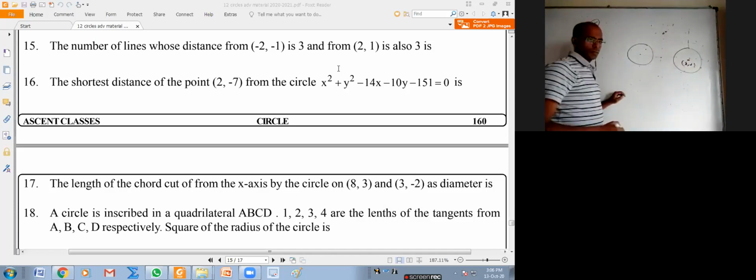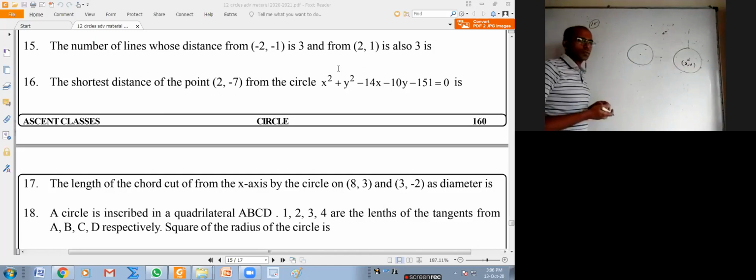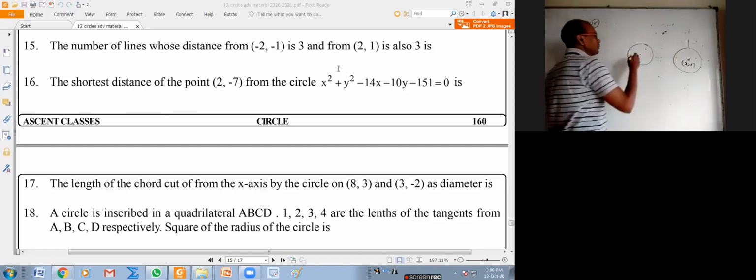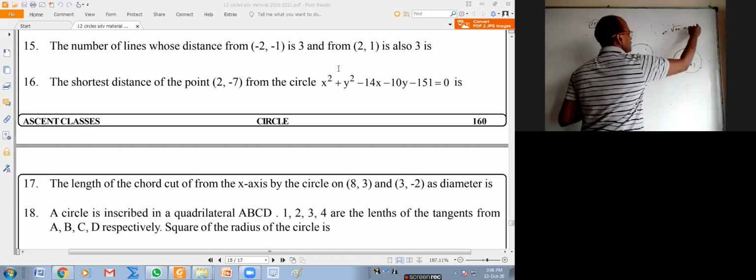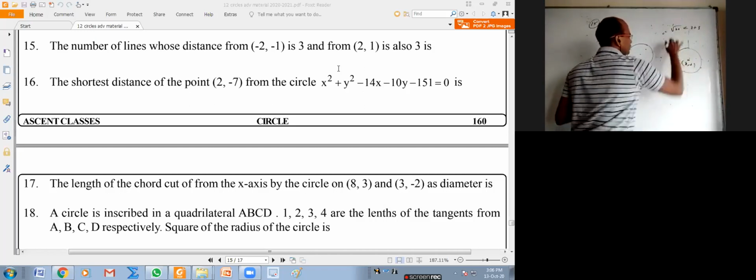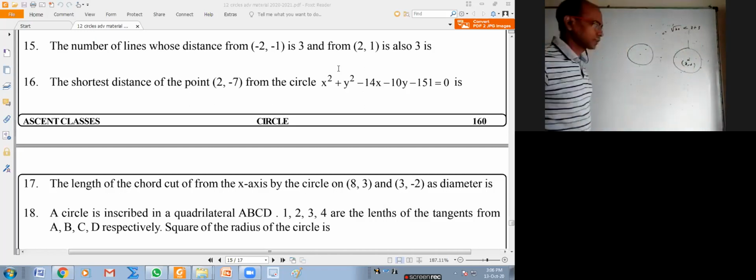What is the distance between (-2, -1) and (2, 1)? Root over 16 plus 4, root 20, which is more than 3 anyway. Okay. So, which is less than 6. Root 20 will be less than 3 plus 3, but more than 0. So, they're intersecting there.